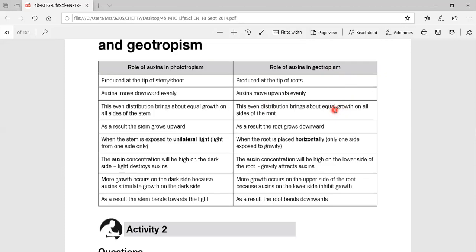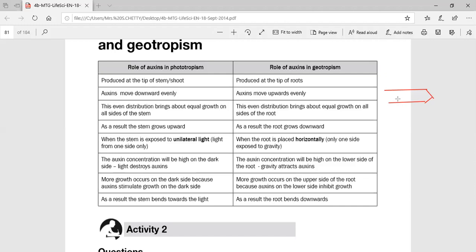But what would happen if I take that same root and I don't place it in its usual position? Usually the root will be like that, growing down. What would happen if the root was placed this way? In other words, it's like a pot plant and the pot plant fell on its side and the root is now horizontal. Roots are never horizontal, it's only when there's an unusual condition.